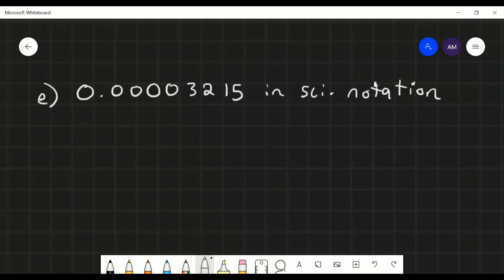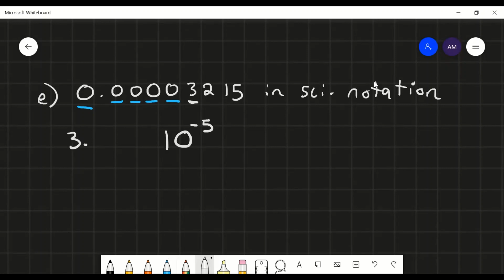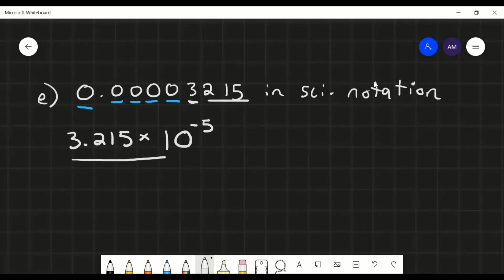Here's another one, and it's going in the other direction. Whenever you have very small numbers like this, same thing sort of, where you have to count all of the zeros this time. So 1, 2, 3, 4, 5 zeros. So we know for sure that we're dealing with a 10 to the power of negative 5. And then the number starts off with a 3. 3 point, the rest of these digits. So 3.215 times 10 to the minus 5.